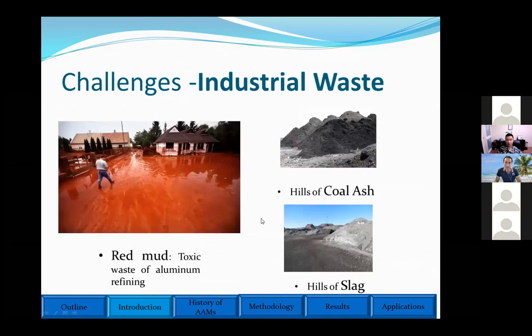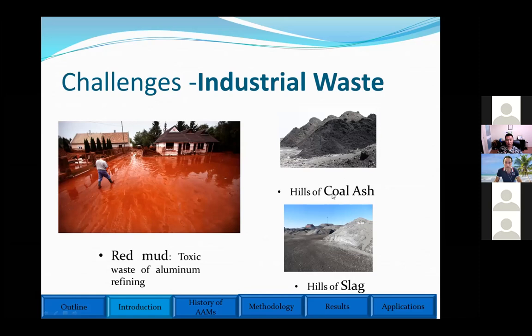Challenge: we have industrial waste. We have aluminum factories that release these toxic red materials that we call red mud. The people in this village are living beside this toxic material. It's real life.